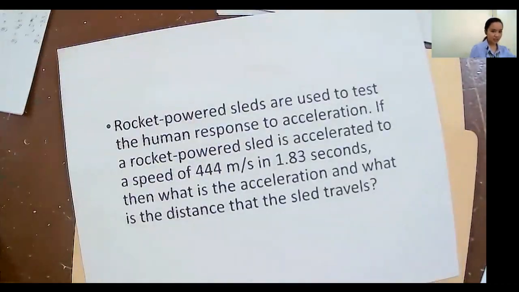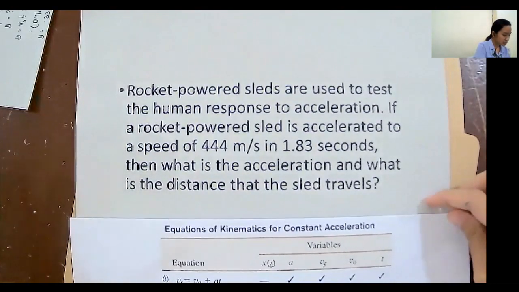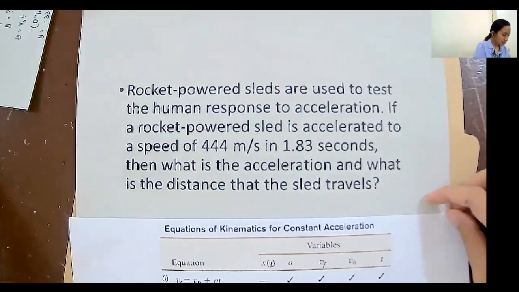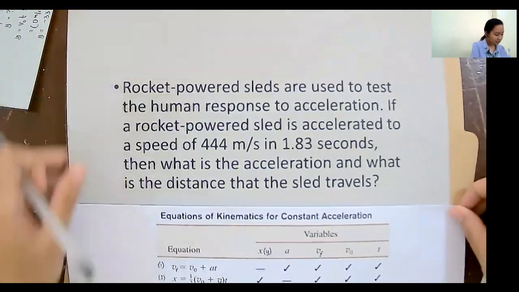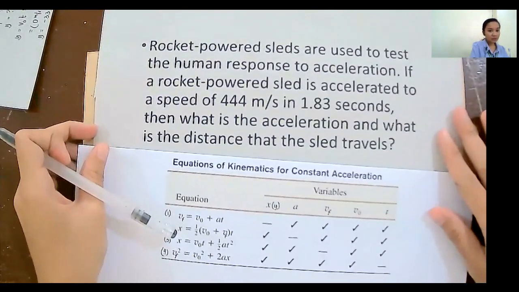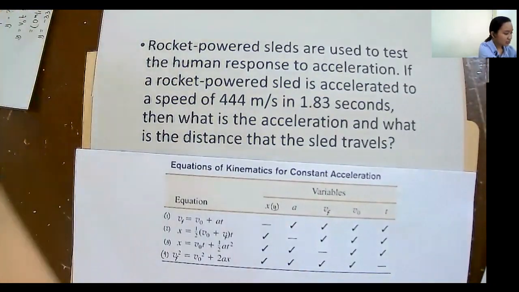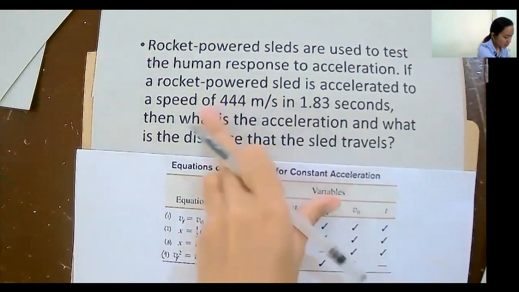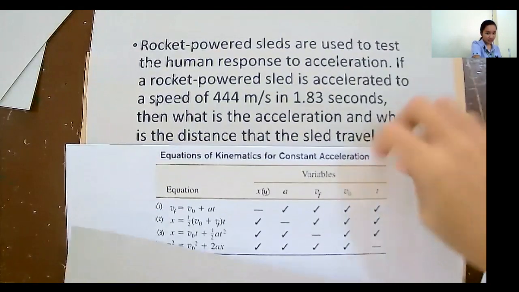Another example we have here: rocket-powered sleds are used to test the human response to acceleration. If a rocket-powered sled is accelerated to a speed of 444 meters per second in 1.83 seconds, then what is the acceleration and what is the distance that the sled travels? In this case, you're given a speed and a time. The first thing you will do is to solve for your acceleration. A rocket-powered sled is accelerated to a speed, which means it is from rest and then it accelerated.